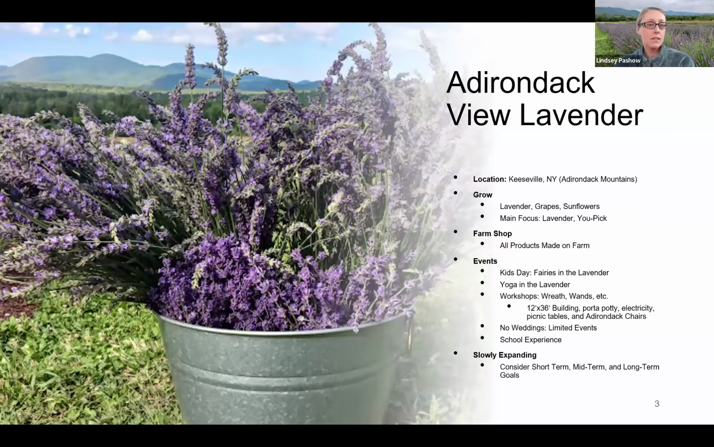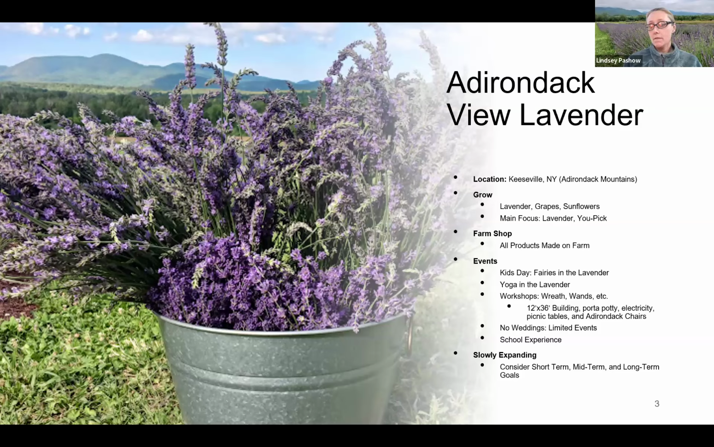So just a little bit about the farm. We're located in Keysville, New York. We grow lavender, grapes, and sunflowers. Our main focus is lavender with a U-pick or U-cut. In our farm shop, we have a variety of products that are all made on the farm. Our big days on the farm are our kids' day called Fairies in the Lavender, and we do yoga in the lavender. We do a variety of different workshops that continue to expand.